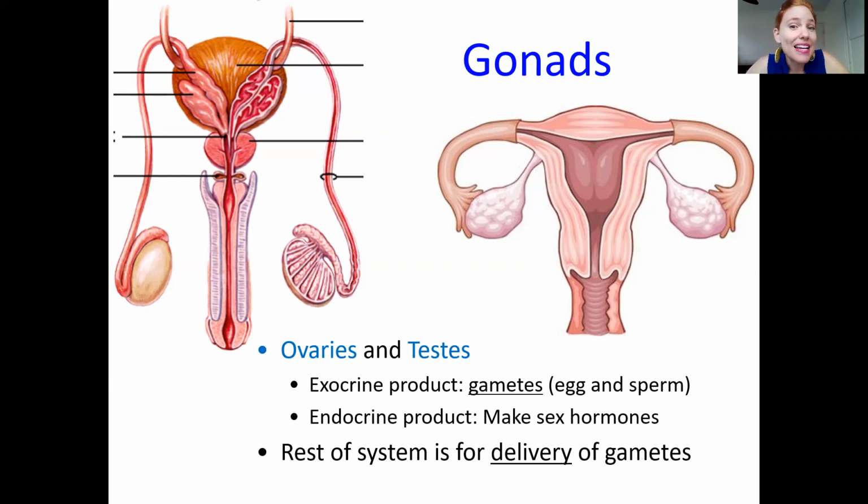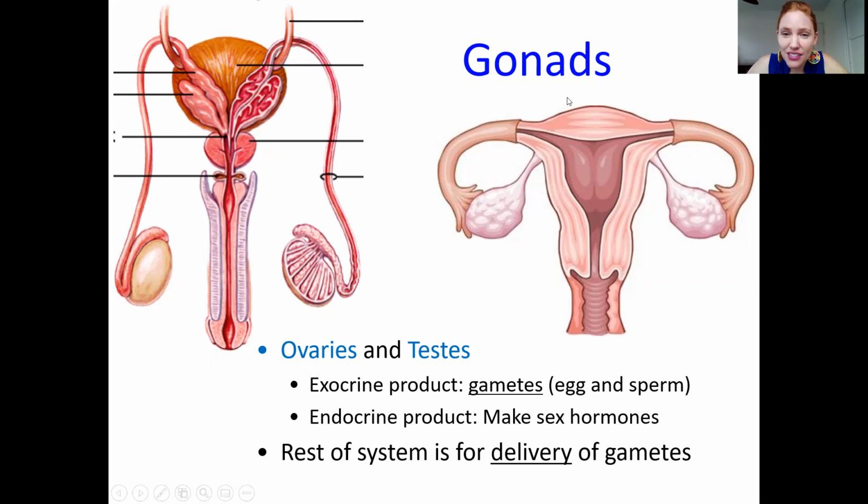These are also mixed glands, which just means that they are both endocrine glands and exocrine glands. Their exocrine product would be those gametes. Their endocrine product, that means that it produces hormones, because endocrine glands produce hormones. And so the endocrine product would be the sex hormones, like testosterone or estrogens.